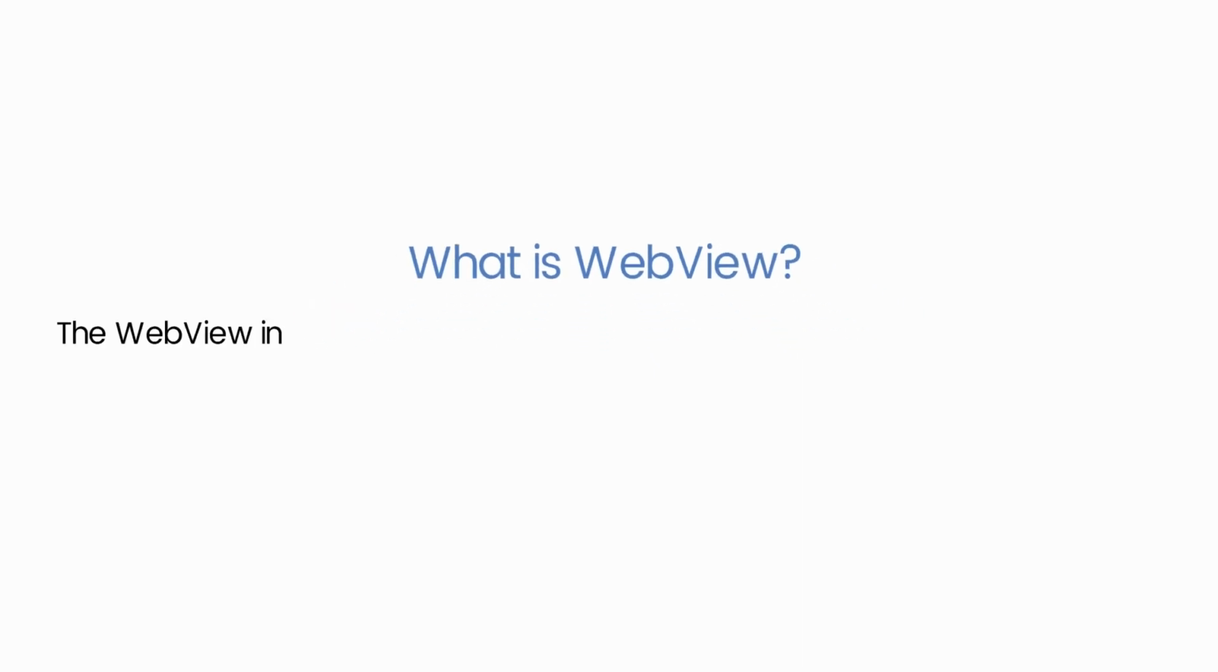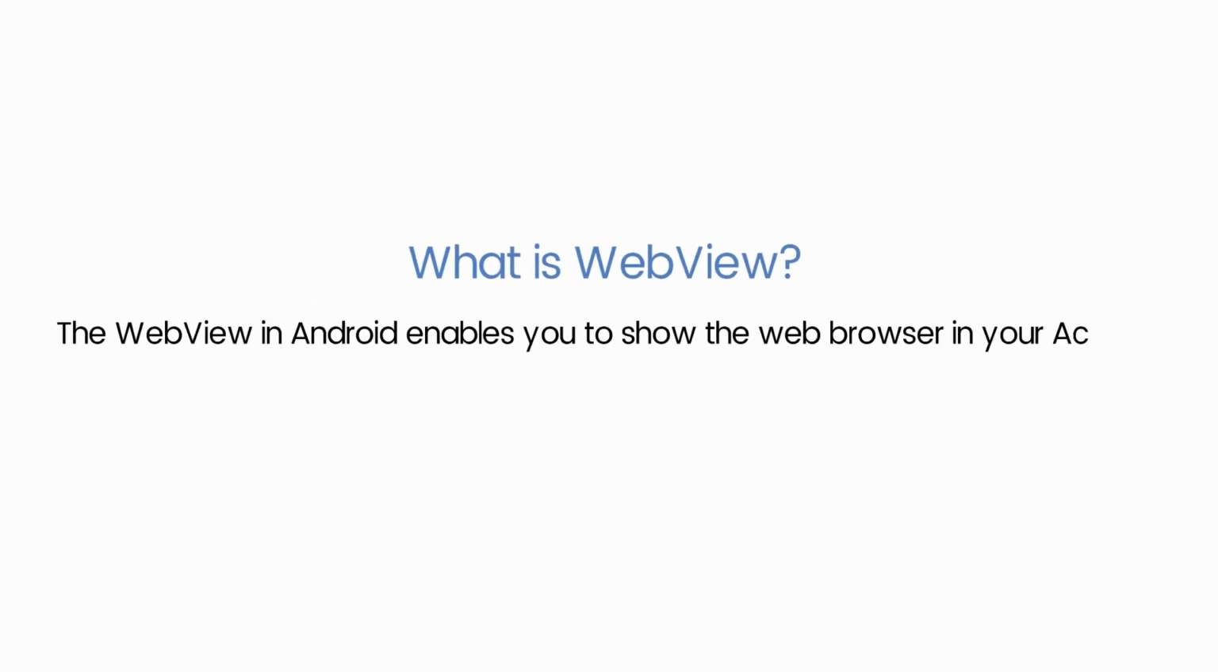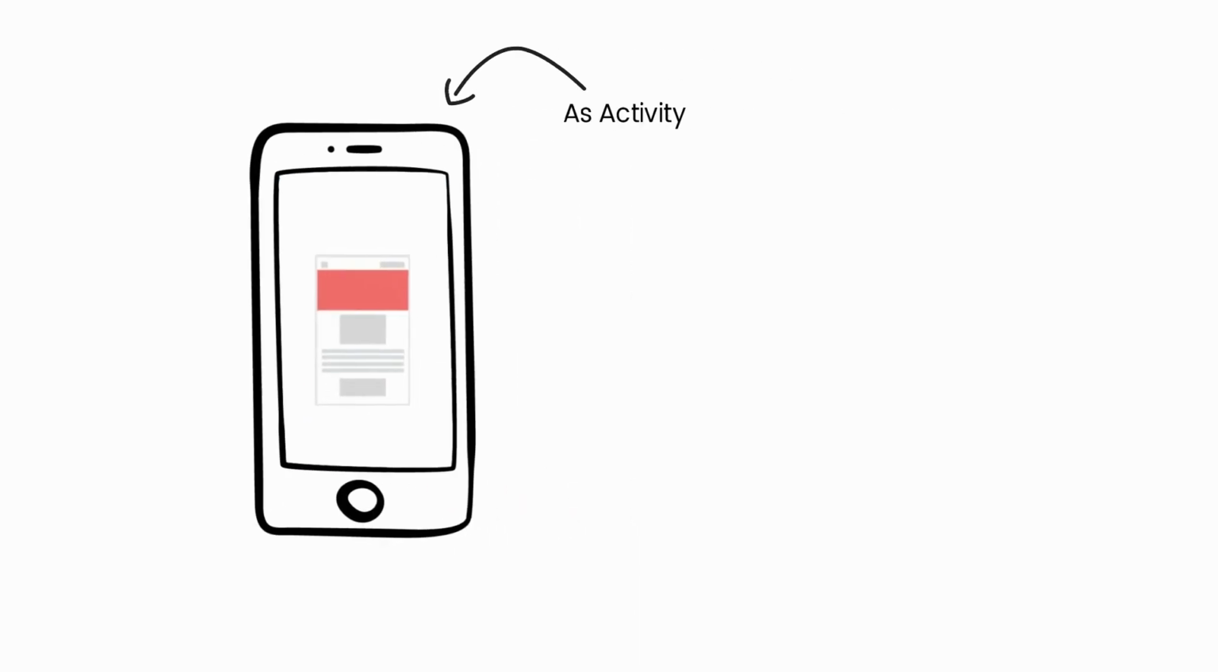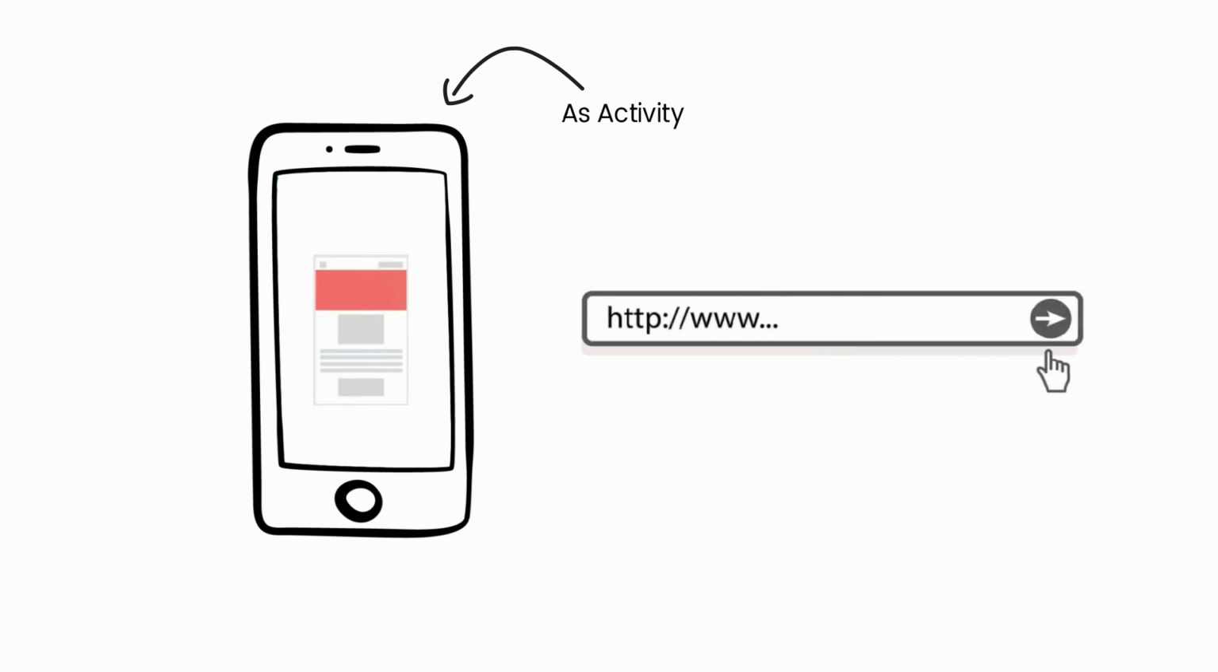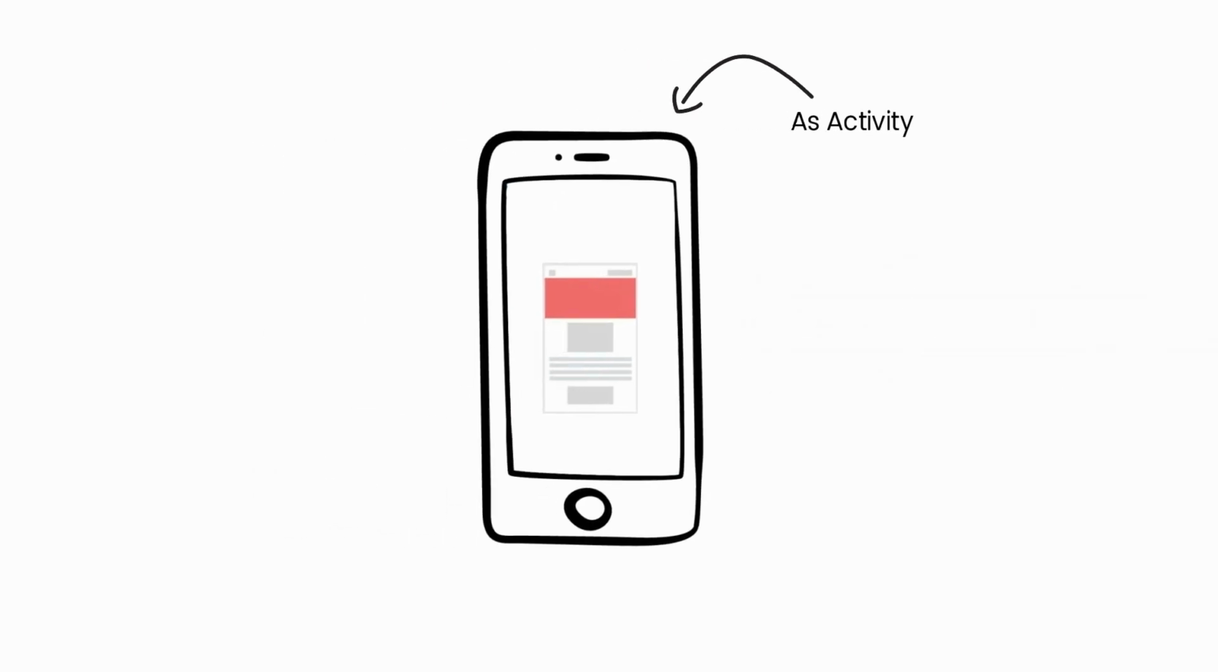What is Webview? The Webview in Android enables you to show the web browser in your activity. The Webview allows you to display web pages as a part of your activity layout. It does not include any features of a fully developed web browser, such as navigation controls or an address bar. All that Webview does by default is show a web page. The web page can be loaded from the same application or URL.